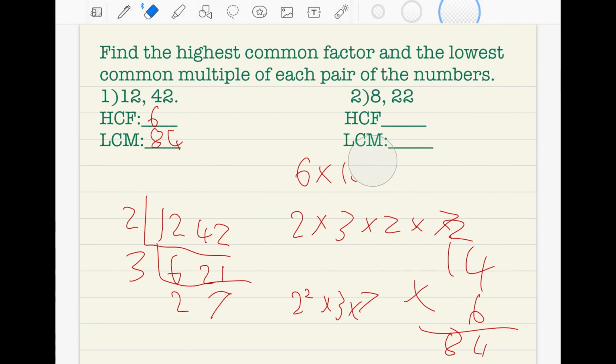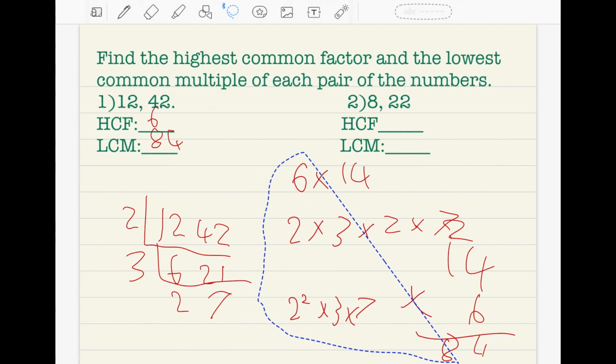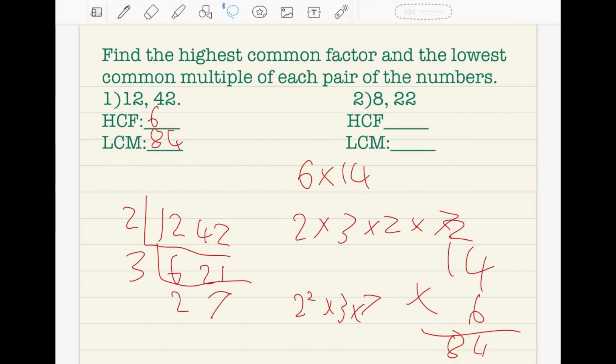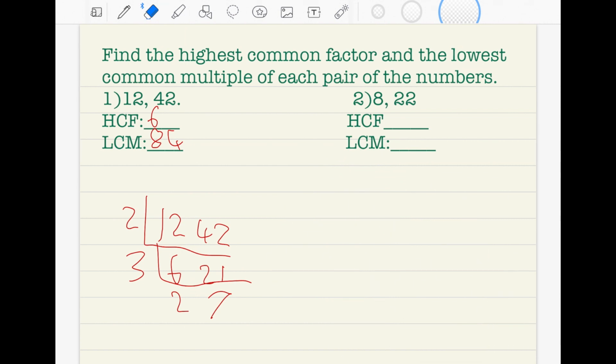Let me just make these. Oops, I accidentally rubbed that out. Here. Oops. So the highest common factor for 12 and 42 is 6. And the lowest common multiple for 12 and 42 is 84. So let's go on to number 2. But first I need to make these smaller because, oh, come on. This always happens. I'm just gonna rub it out because it's more simpler.